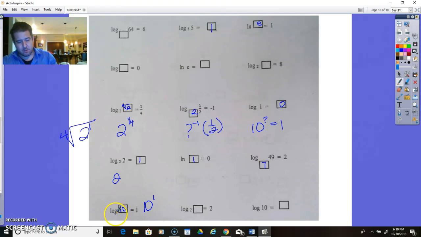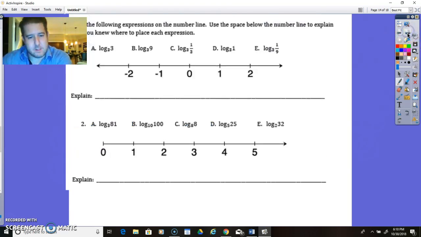Remember, this is common log. There was no base written there. 2 to the 2nd power is 4. 10 to the what power is 10, and that would be 1. Remember, this is common log. 10 to the 1st power is 10. All right, so enough of those.